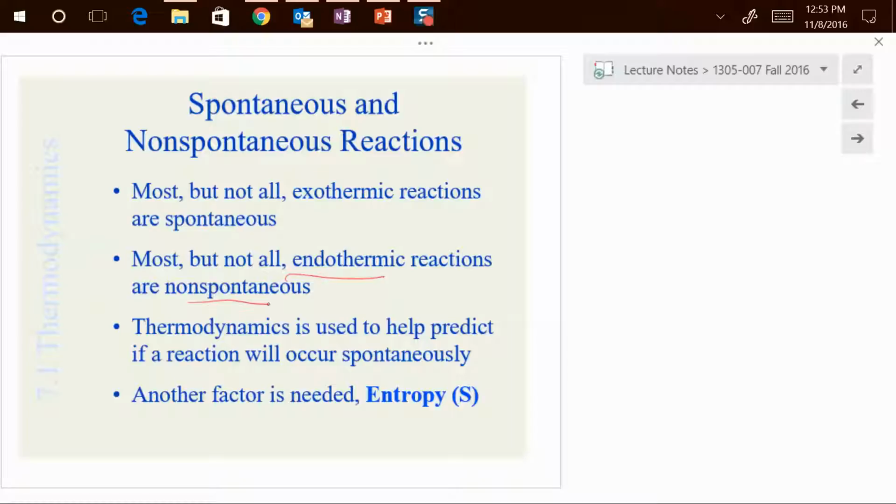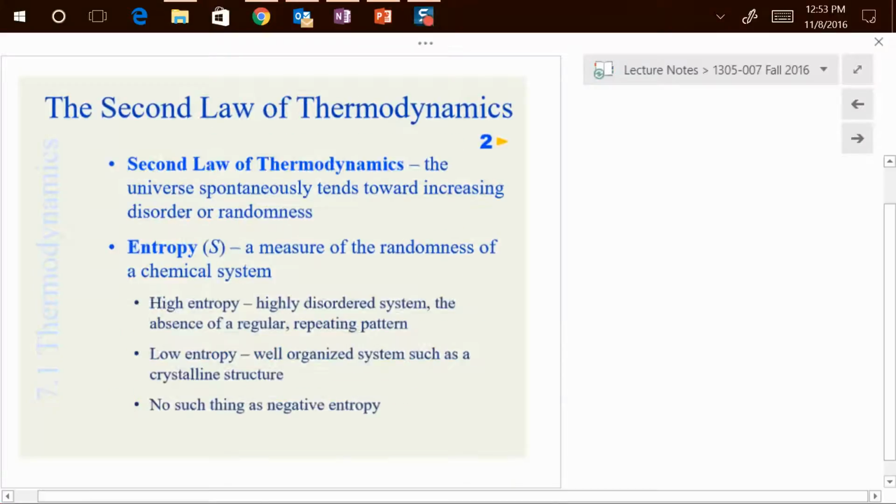And the other factor is this, entropy. Whether you are a spontaneous reaction will depend on whether you have the right kind of entropy and enthalpy, which is endothermic, exothermic. So enthalpy means endothermic, exothermic. Entropy means how much disorder there is. The universe spontaneously tends towards randomness and disorder. This is a physical law. It's the second law of thermodynamics.